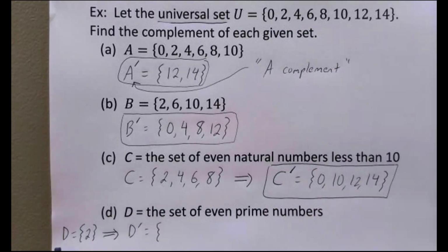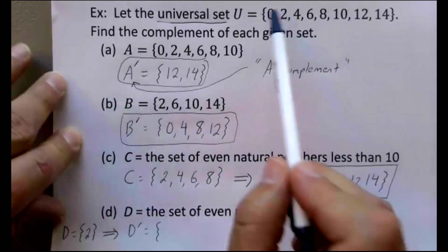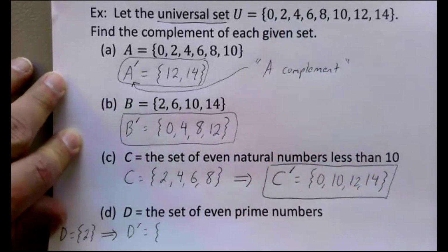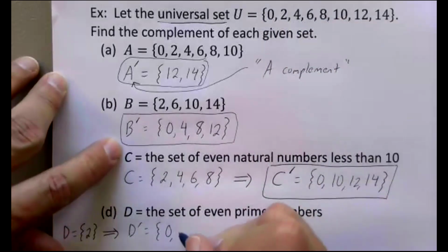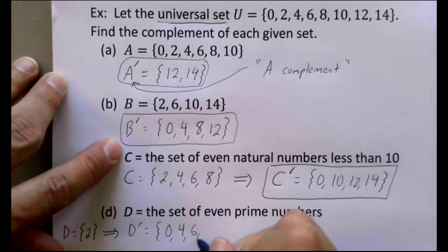So the first thing I think we should do is define set D, which I did right here. 2 is the only even prime number. And once we've defined set D, we can start talking about the opposite of set D. So the opposite of set D is going to be everything up here except for 2, right? It's going to be 0, and it's not going to be 2, and it's going to be 4, and it's going to be 6 and 8 and so on.